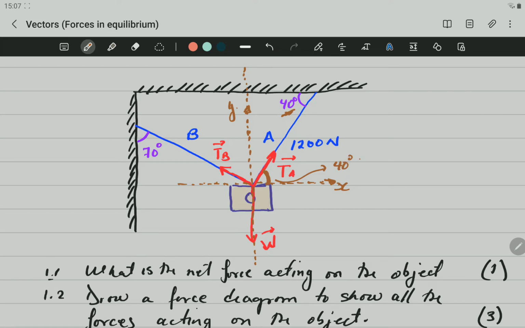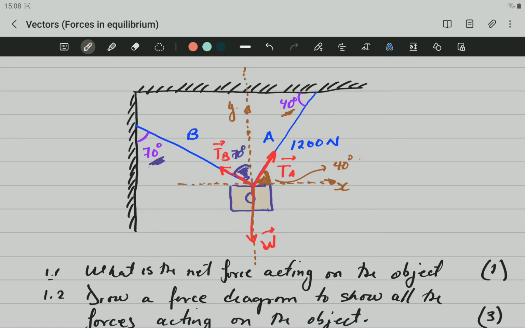Okay? That is so, because they are alternate angles between parallel lines. And this angle of 70 degrees on this side is equal to this angle here, which is also 70 degrees, because they are alternate angles between parallel lines. So I hope you understand what I'm saying here about the angles, because we need them. Okay, so now we have the forces, we have the angles.